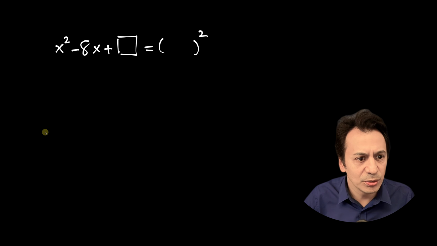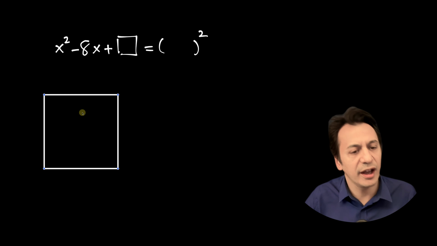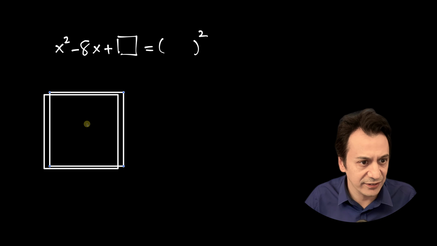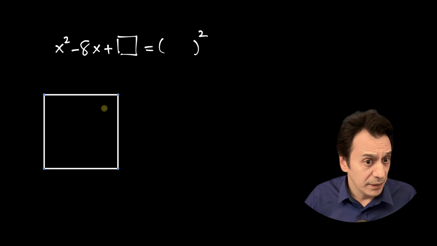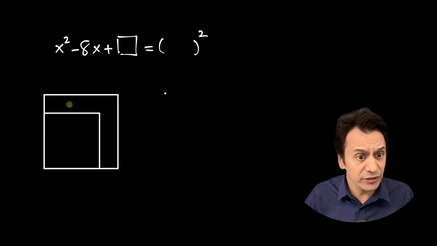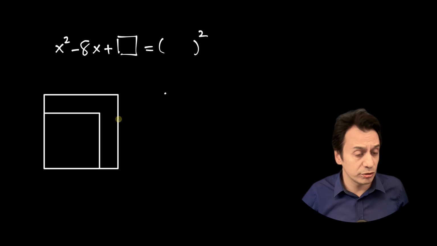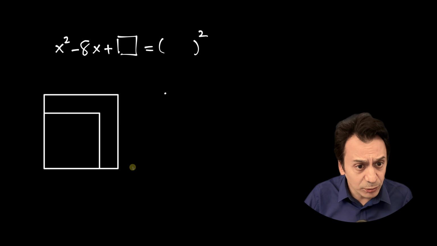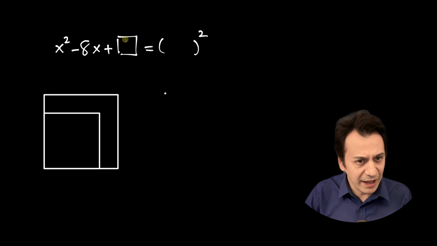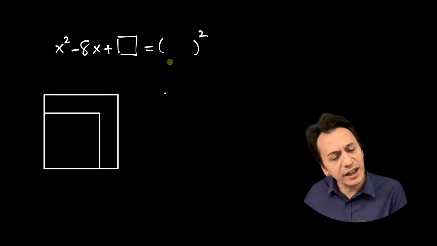Now, the way to visualize this. Since I start with x squared, I start with a square. And since I subtract 8x, I'm thinking of a smaller square. Since I'm subtracting something, in order to visualize it, I make a smaller square. By this way, I start with x squared, subtract something. Now something else happens here. We'll see what happens here, and then I'll arrive at another square.